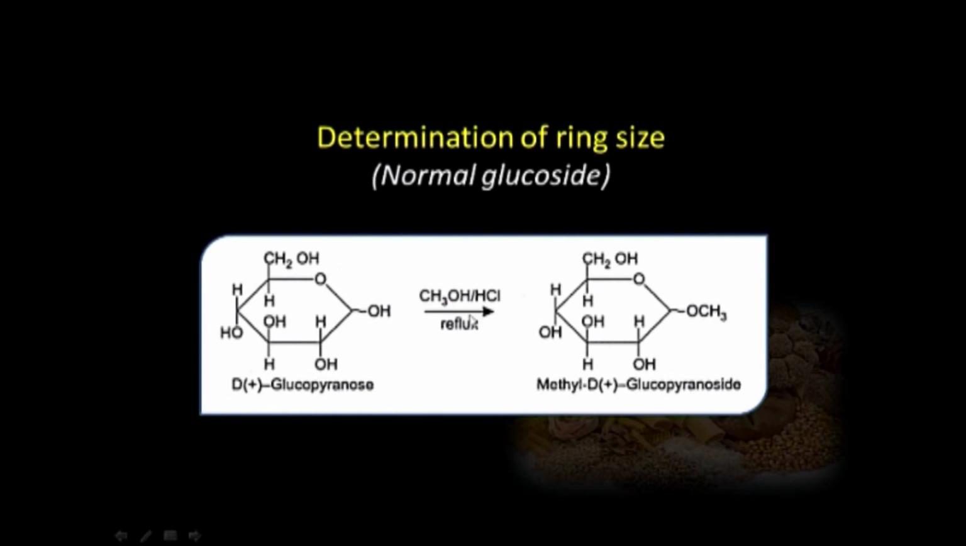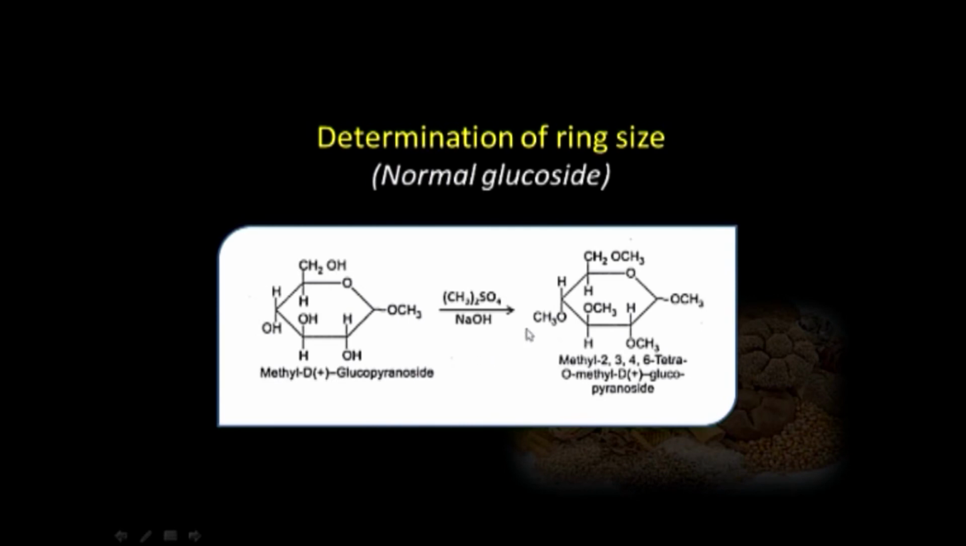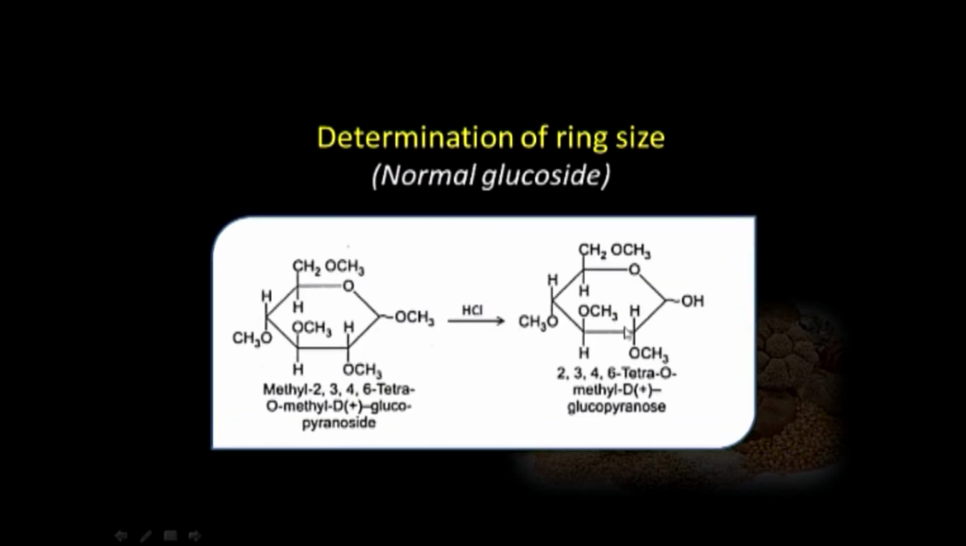On treatment with methanol it gets converted into this acetal, then on treatment with dimethyl sulfate, all these 4 hydroxyls get methylated and we get methyl 2, 3, 4, 6 tetramethyl D plus glucopyranoside. This is hydrolyzed with HCl. Now again this becomes a hemiacetal structure here, but all these 4 methoxyl groups are there.